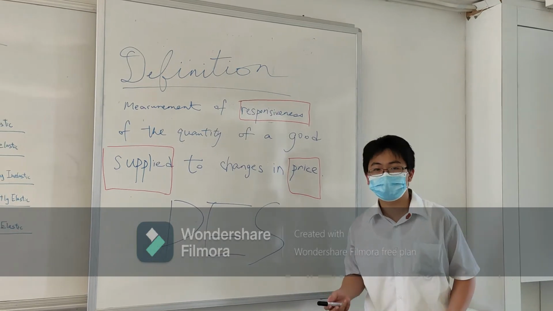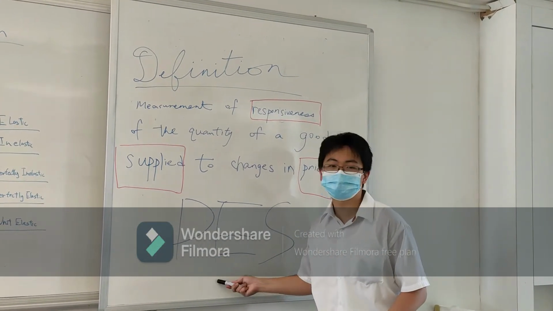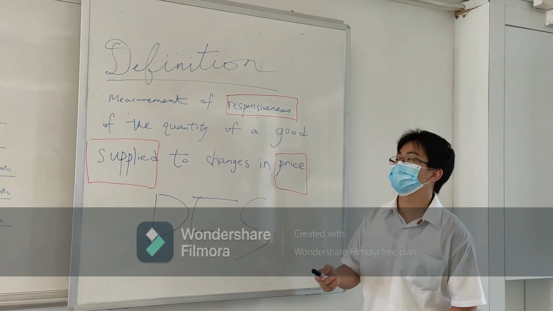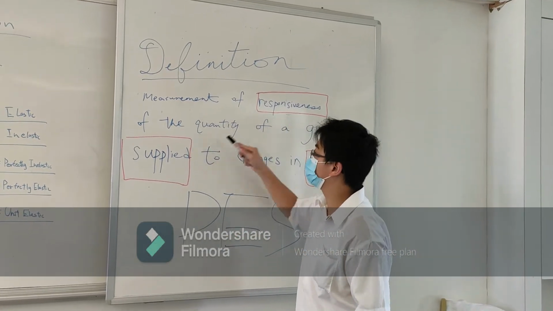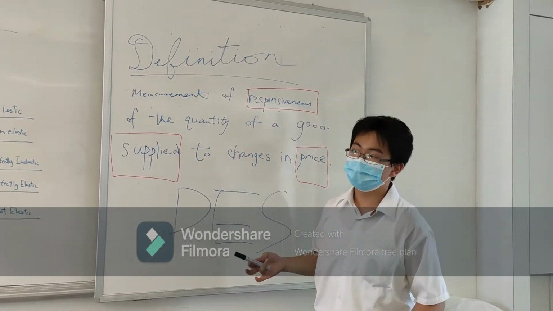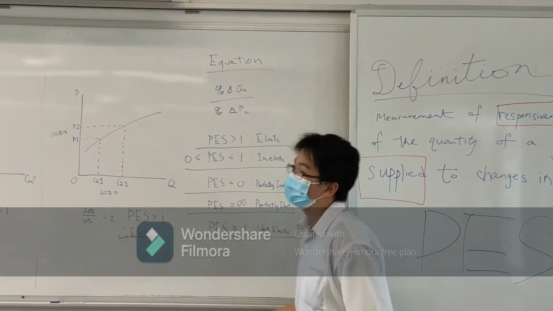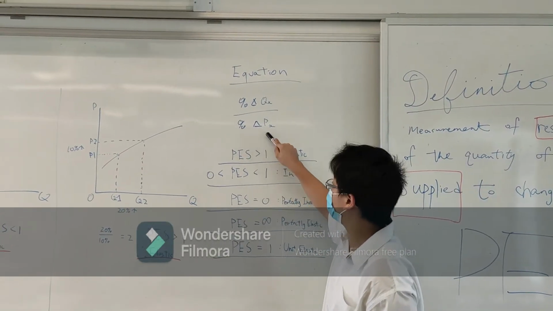So firstly, we're going to talk about PES. So what is PES? PES stands for the price elasticity of supply. Now let's look at the definition of the PES. PES stands for the measurement of responsiveness of the quantity of a good supplied to the changes in price. So let's look at the equation of the PES. The equation of PES is the percentage change in quantity over the percentage change in price.